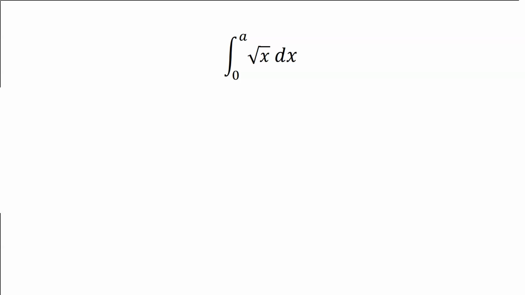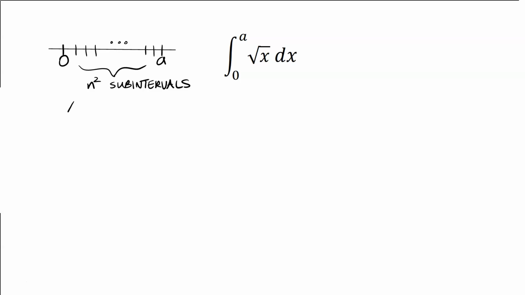Okay, so let me set up exactly how this is going to work. We're going to start with the interval from 0 up to a, where a is just some positive real number. And we're going to break this up into n squared subintervals. So that means our delta x is going to be the length of the interval, so a minus 0 over n squared, or a/n squared.